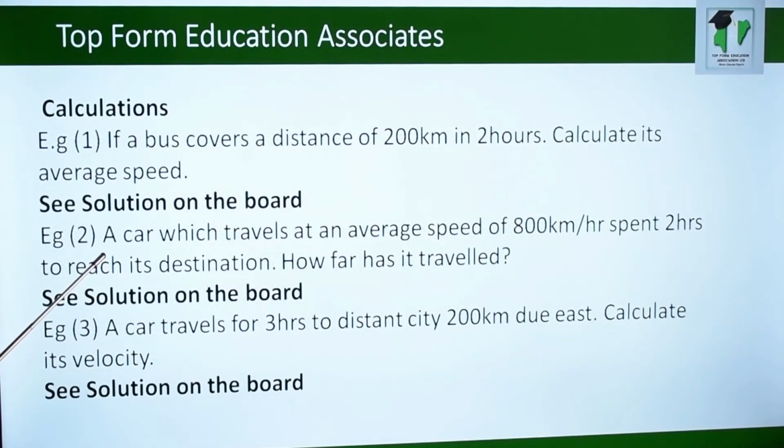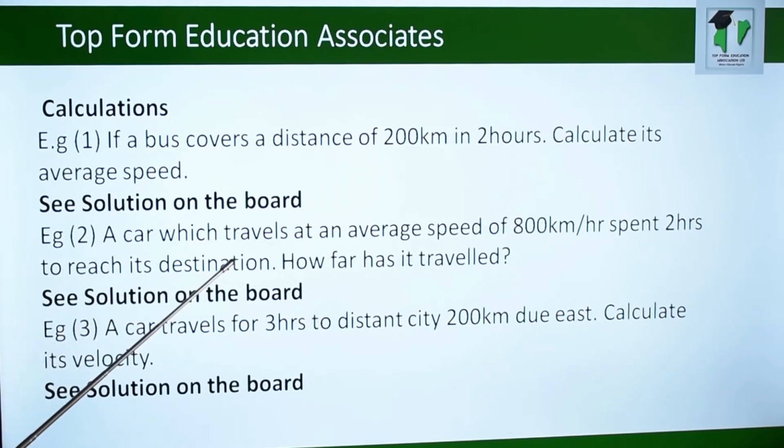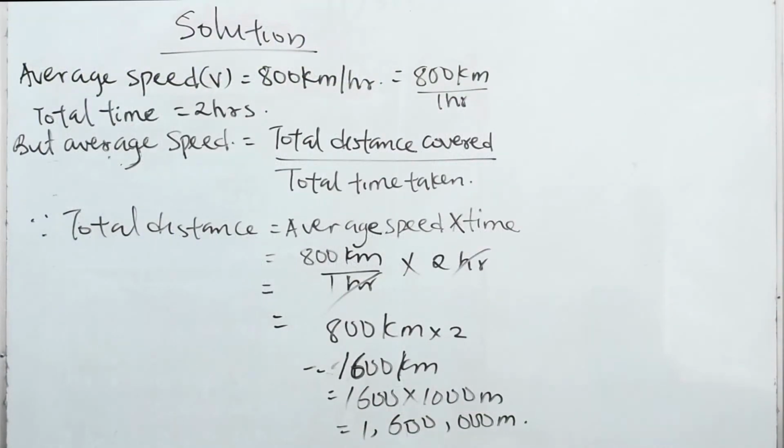We want to go to example 2. Example 2: a car which travels at an average speed of 800 kilometers per hour spends 2 hours to reach its destination. How far has it traveled? We want to go to the board to see the solution. In that question, you are given average speed equal to 800 kilometers per hour, that is 800 kilometers over 1 hour. The total time given is 2 hours.